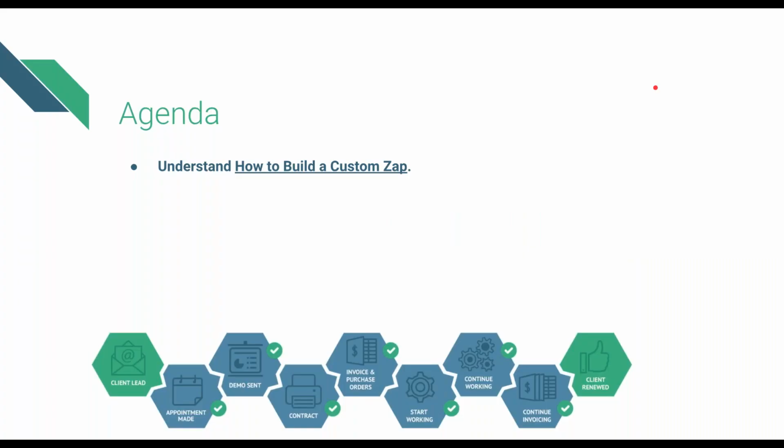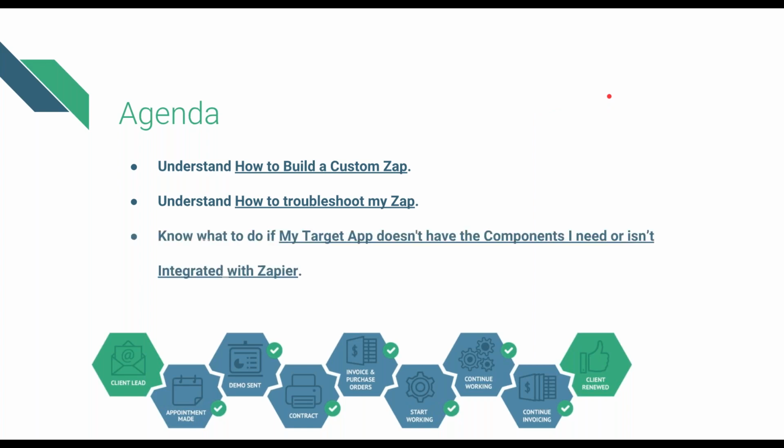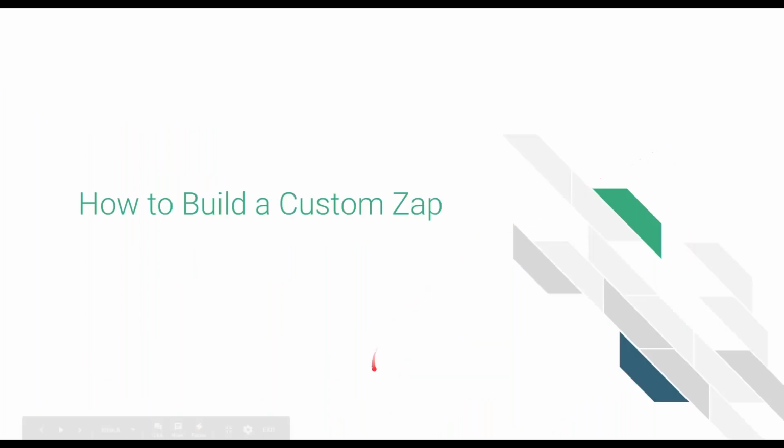All right, so today we're going to go over how to build a custom Zap. We're also going to go over how to troubleshoot your Zaps. So what does it mean when something breaks? Integrations are prone to break. That's the nature of the data that's flowing through there. There are exceptions that aren't covered. And then what to do if my target app doesn't have components you need or isn't integrated with Zapier yet. That can be a real problem if you're trying to connect dots or make things happen. We're going to talk about how to handle that. So first off, how to build a custom Zap.